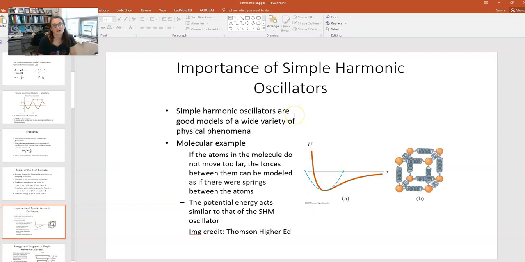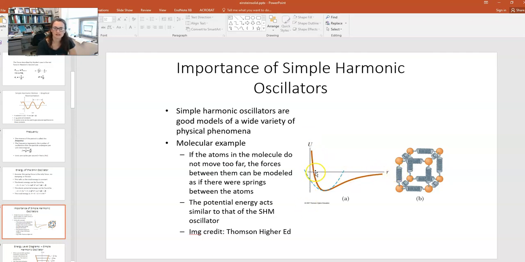Now, simple harmonic oscillators are really good models for a lot of physical phenomena, but one of the most important applications is the model of bonds as springs, which we see here. The reason that we can do that is shown in this little graph at right. If you plot the potential energy curve for a bond, it looks kind of like this orange curve here. This is the potential energy versus the separation between the two atoms.